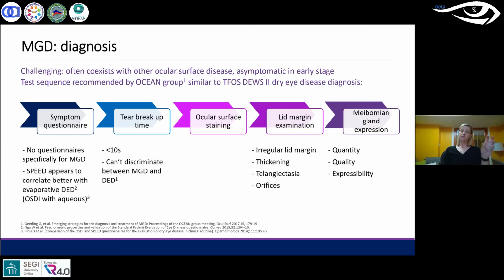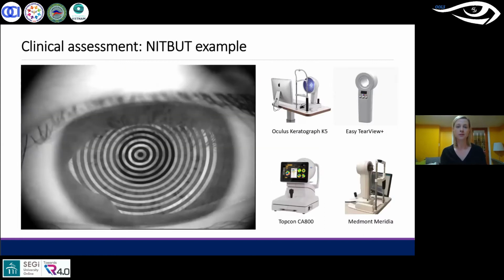After symptoms with this particular patient, you're going to look at tear breakup time. You would do the same if you're analysing for dry eye disease anyway. And then you're going to move on to ocular surface staining, and then look at the lid margins, and then express some meibum, importantly, from those glands. So I'm just going to take you through some examples of those.